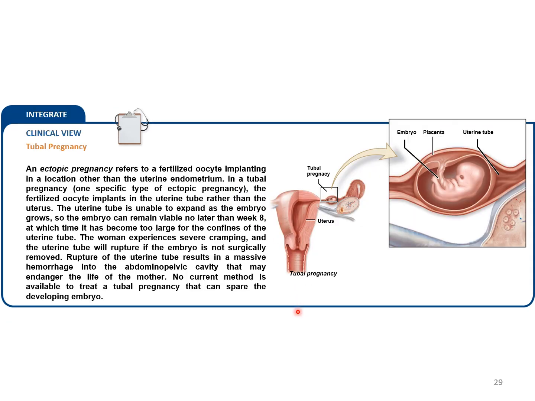So this one talks about a tubal pregnancy, which is a form of ectopic pregnancy. An ectopic pregnancy is any time that the fertilized oocyte implants itself anywhere other than the endometrial layer of the uterine wall. So a tubal pregnancy specifically is when it implants in the uterine tube. Okay, so this one should be implanted over here. It's in the uterine tube.